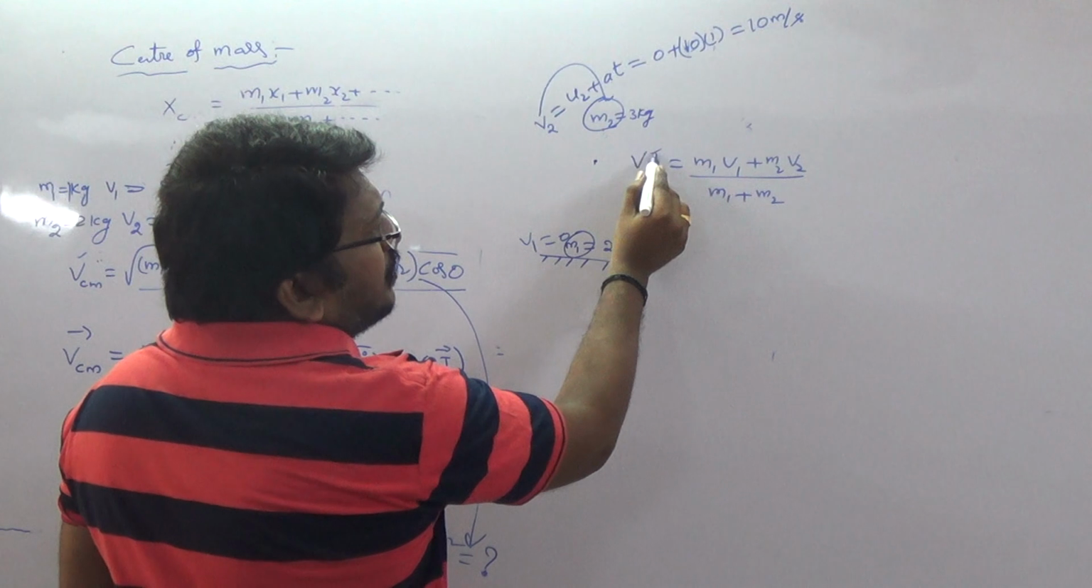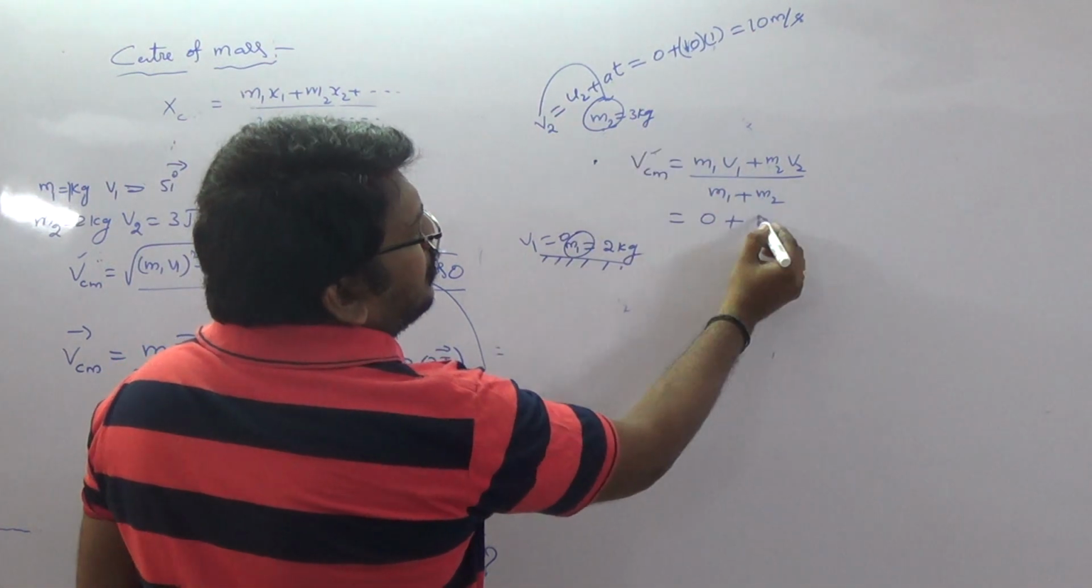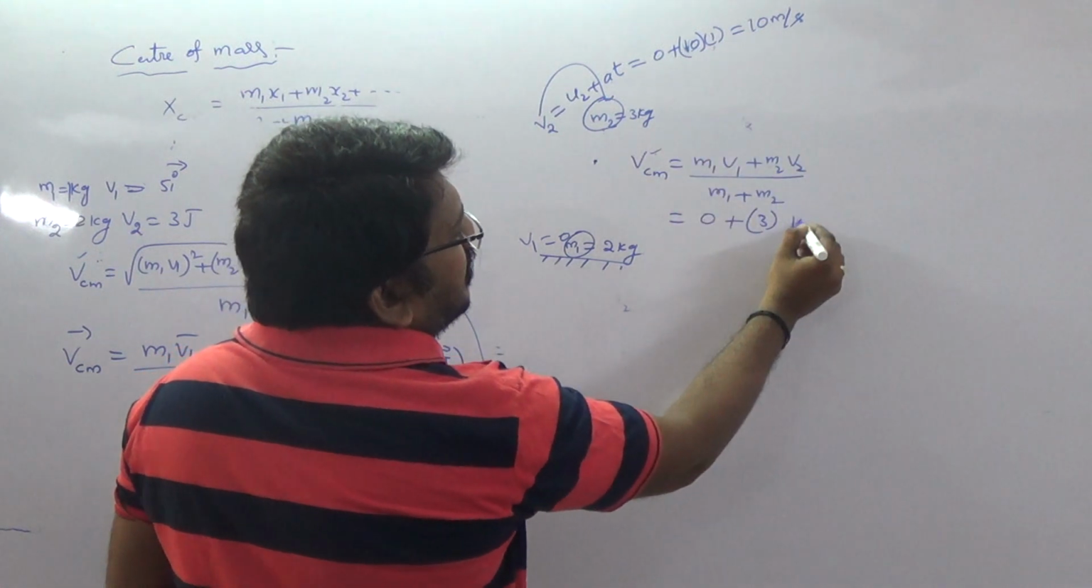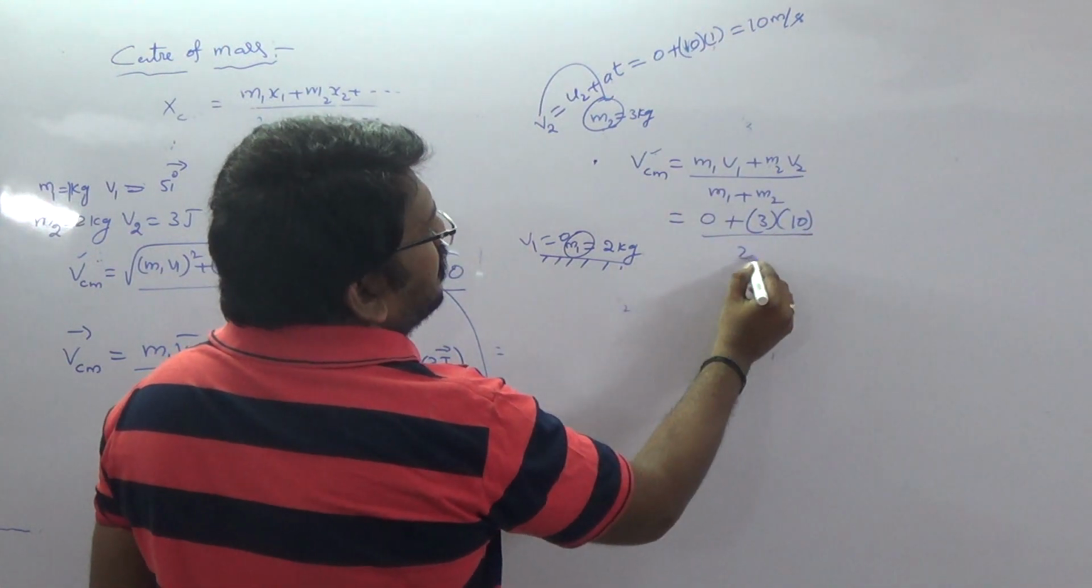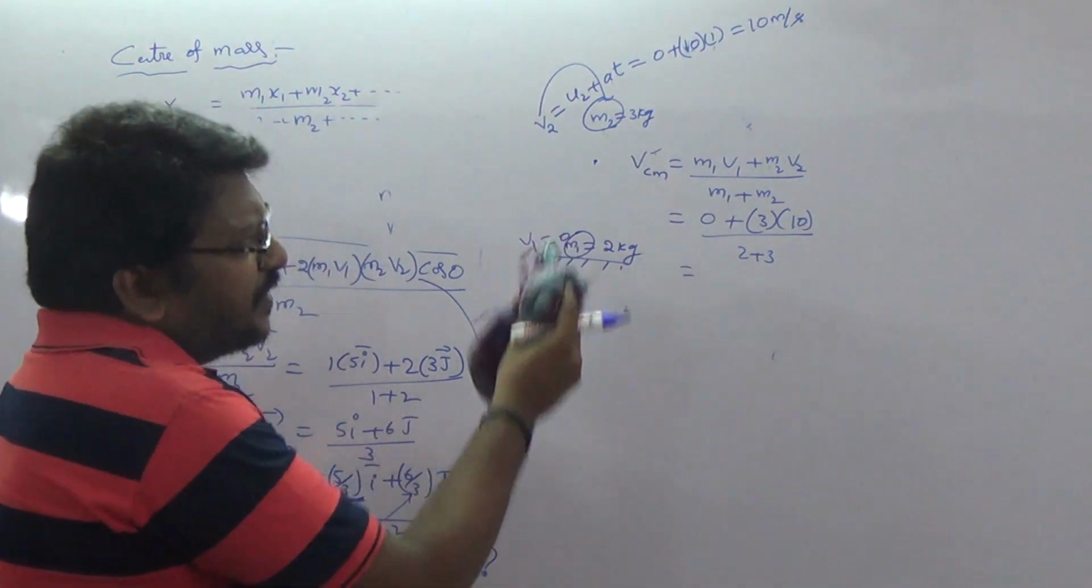So the velocity of center of mass after 1 second is (m1 v1, which is 0, plus m2 v2, which is 3 times 10) by (m1 plus m2, which is 2 plus 3). From that you get the value 6 meter per second.